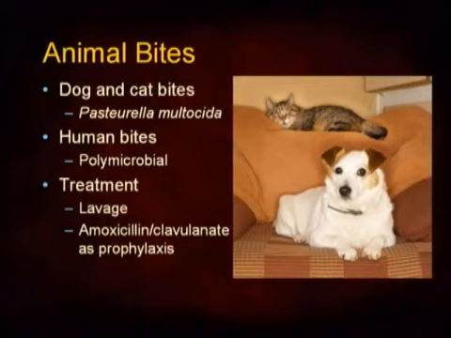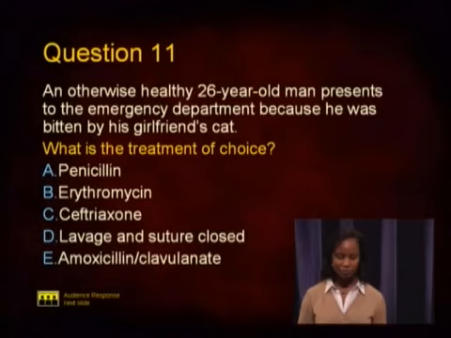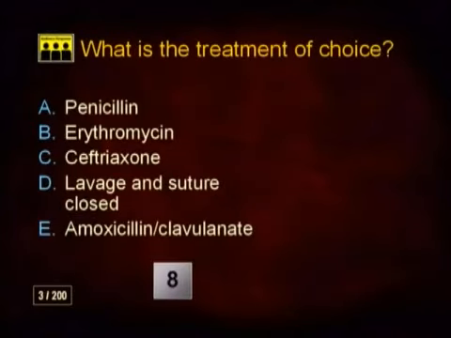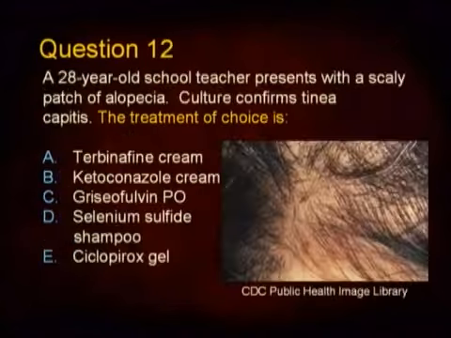All right, so just a word on animal bites. Dogs and cats, most frequently, Pasteurella is going to be the organism that's there, as opposed to humans, which have all manner of bacteria, polymicrobial there. Treatment of choice is going to be certainly lavage, rinsing things out as best you can, and then amoxicillin. And then our patient who we just talked about with the cat bite, the treatment of choice for him. Okay, good. So let's move on.